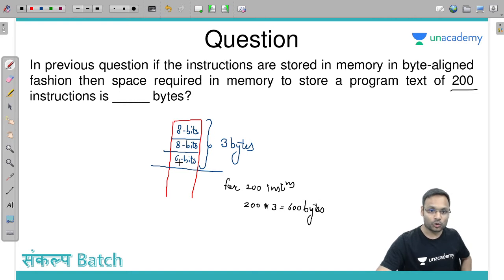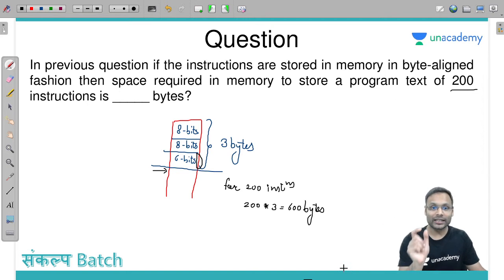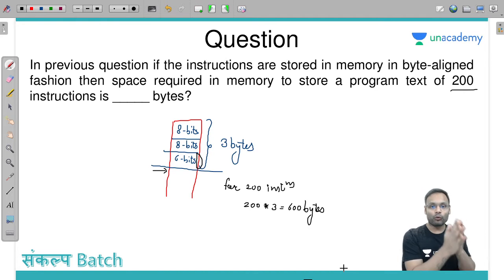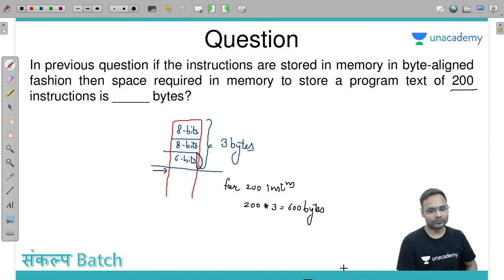So you need to store the next instruction on the next space. These 2 bits are empty. Why? Just because byte aligned fashion says that you cannot keep 2 instructions' information on the same location. Okay?